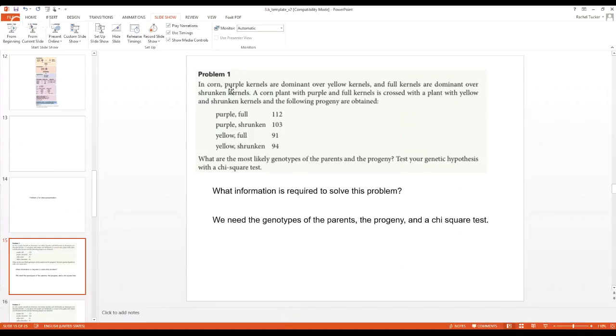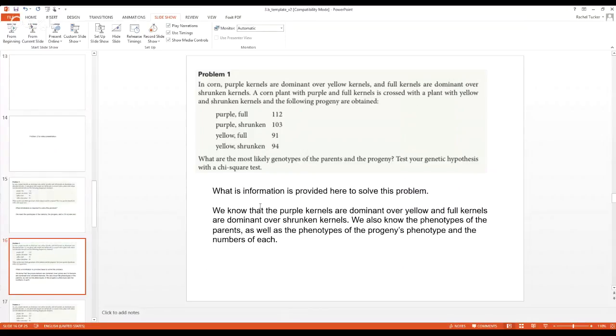And we're going to do that in 3 steps. And so the first question is asking what information is required to solve this problem. In order to solve this problem and to be able to do the chi-square analysis, we have to figure out the genotypes of the parents, the progeny, and then do a chi-square test for it.